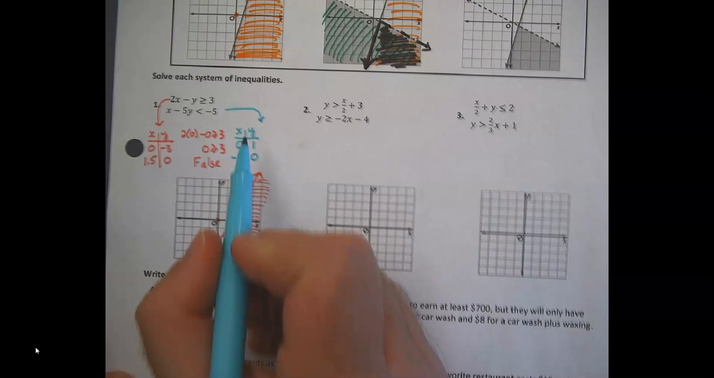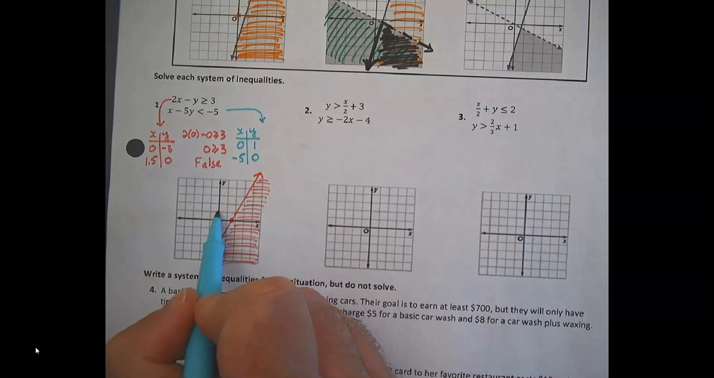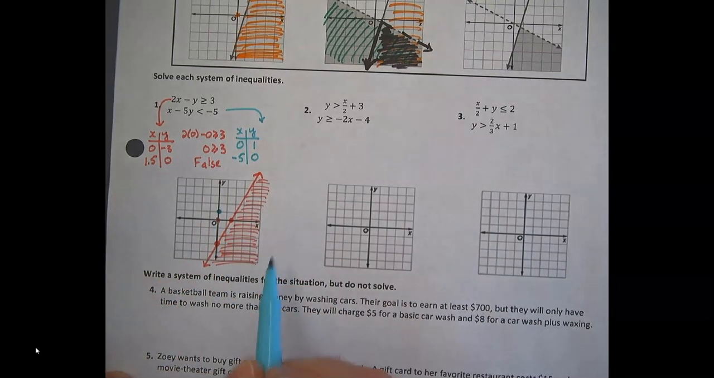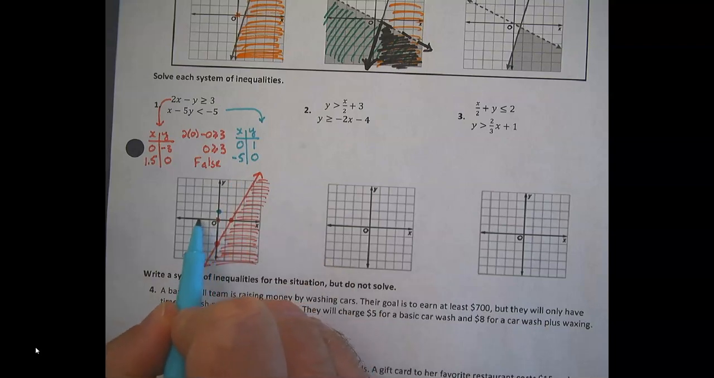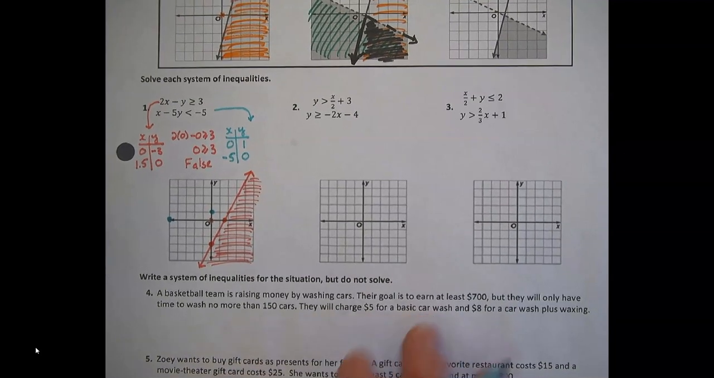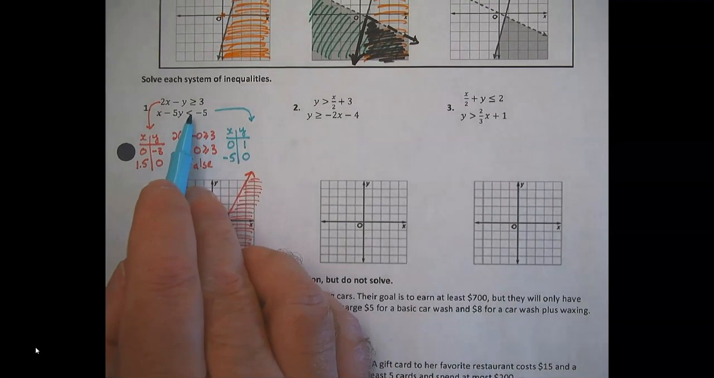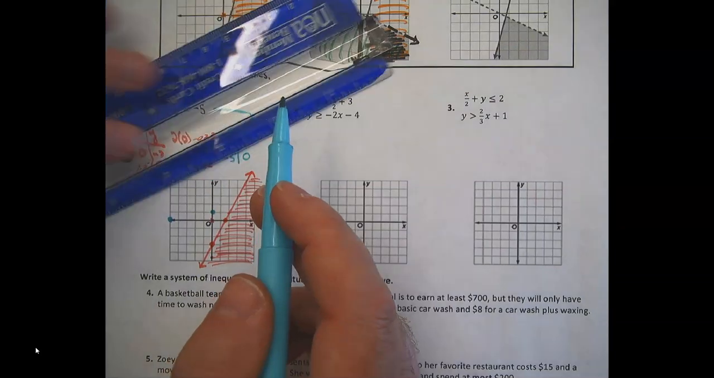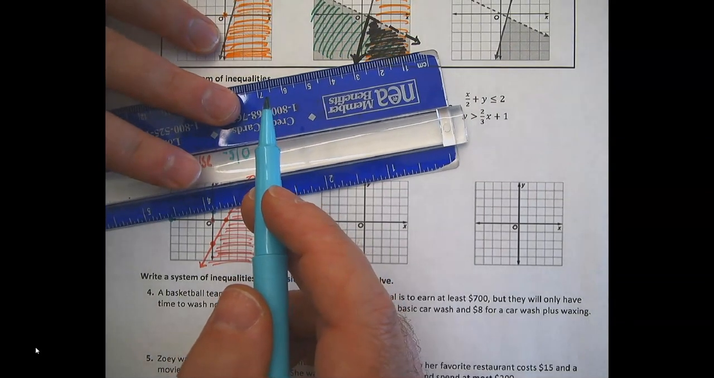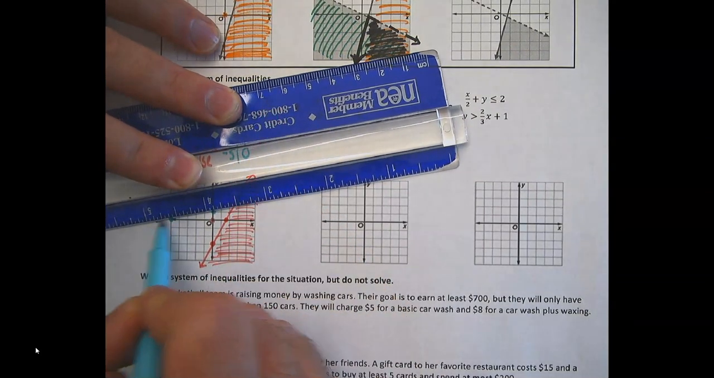I'm going to graph these 2 points. 0, 1 is here. Negative 5, 0 is there. And then I'm going to look. This tells me that we're going to do a dashed line. Less than or greater than is always going to be a dashed line.